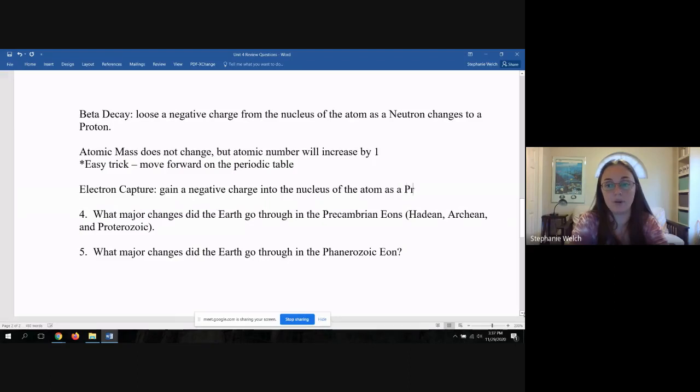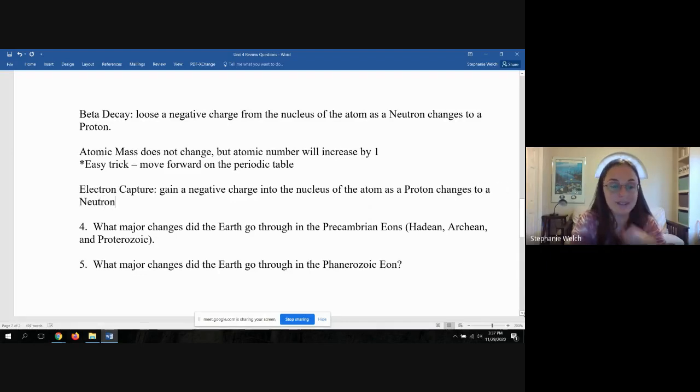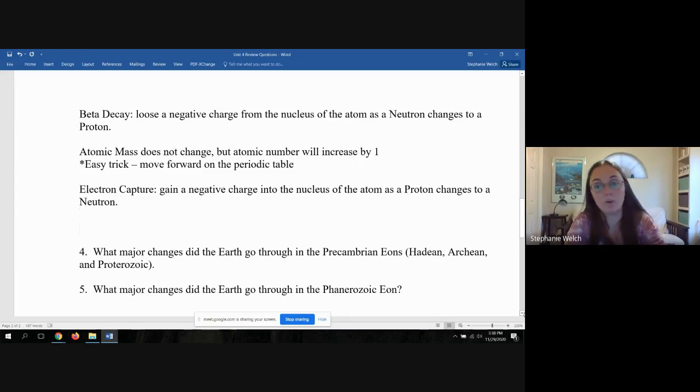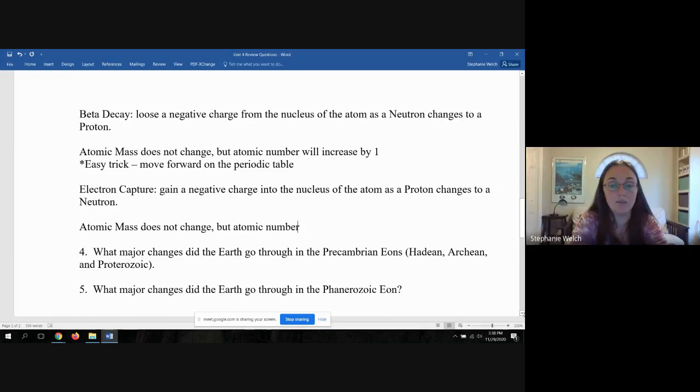And a proton changes to a neutron. So it's the exact opposite of beta decay. So the same thing applies here as with beta decay: your atomic mass isn't changing because your total number of protons and neutrons remains the same. So atomic mass does not change, but the atomic number will, in this case, decrease by 1.